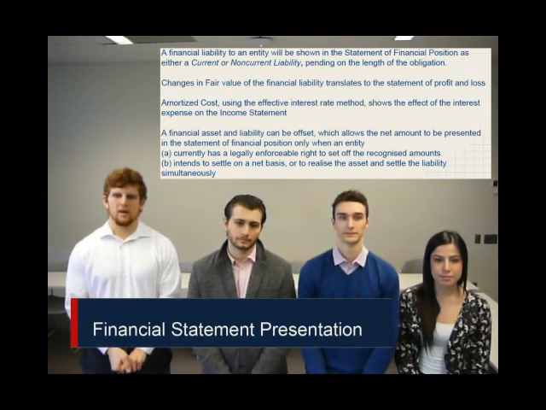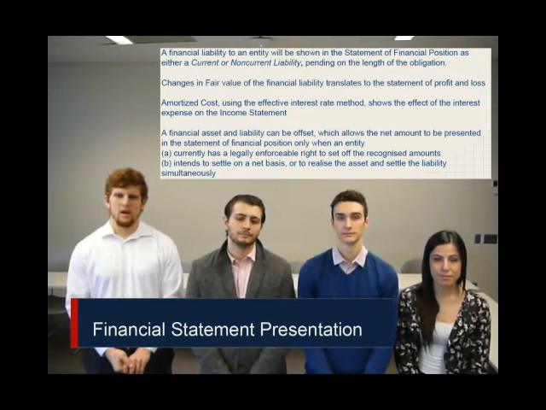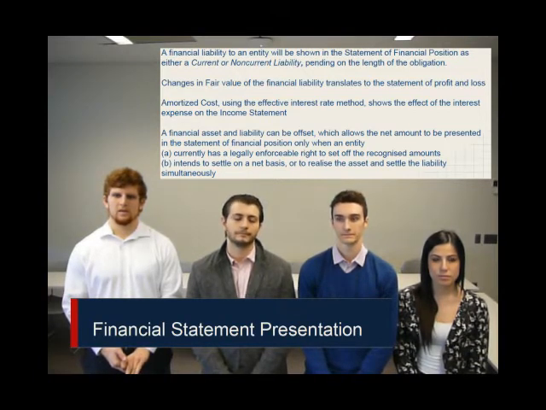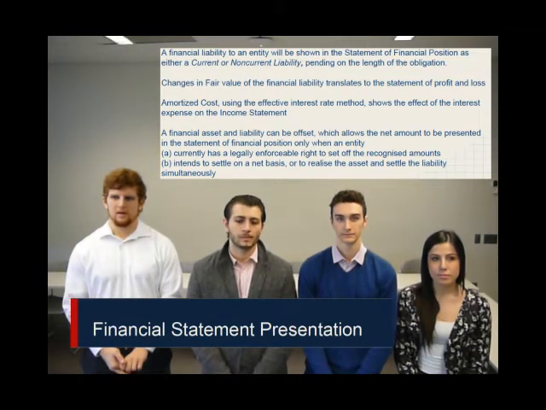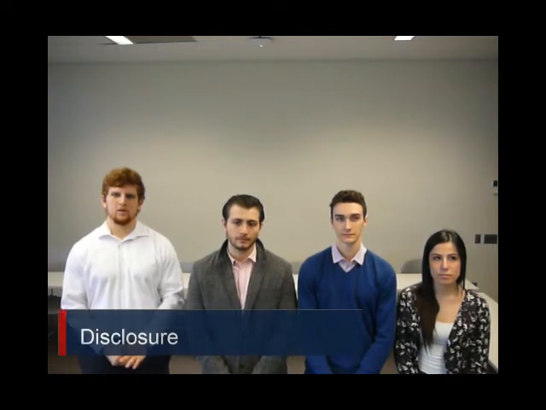A financial asset and liability can be offset, which allows the net amount to be presented in the financial statements, and this can only occur in two situations: either when an entity currently has a legally enforceable right to set off the recognized amount, or the entity intends to settle on a net basis or to realize the asset and settle the liability simultaneously. And now we have disclosure.